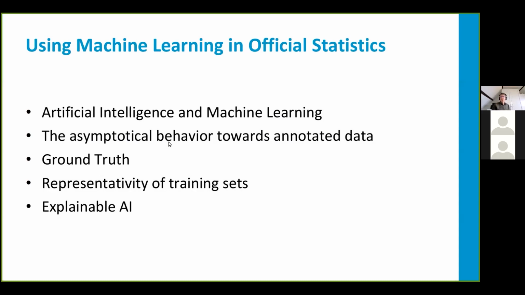So the rest of this presentation will be about machine learning and artificial intelligence. I will start first with what artificial intelligence and machine learning is. Then I will explain something I call the asymptotical behavior towards annotated data. I like that subject because it gives you some feeling about what's going wrong when doing machine learning in the field. I will say something about ground truth, because ground truth is really puzzling me at this moment, and I like to discuss it. Then the representativity of training sets, which is actually about finding features in machine learning. And I will end with explainable AI.